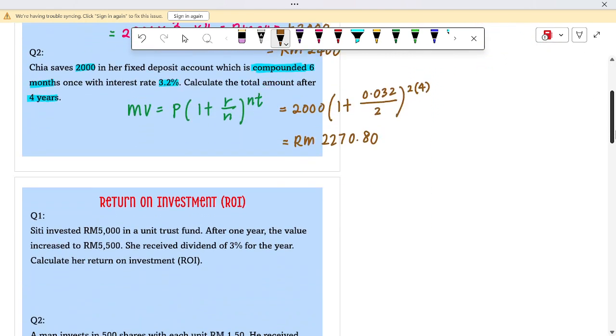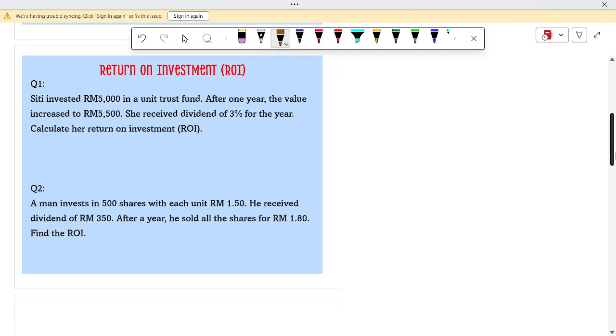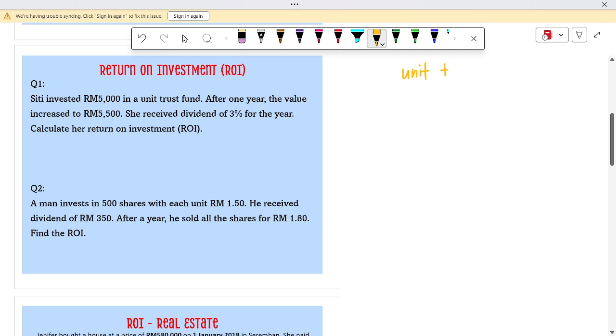Okay, next one is return on investment. For return on investment, they can ask you about unit trust. You have three types of investment: unit trust, second one is shares, and another one is real estate. So they can ask you ROI based on these three investments. Let's see question 1. Siti invested 5,000 ringgit in a unit trust fund. After 1 year, the value increased to 5,500. She received a dividend of 3%.